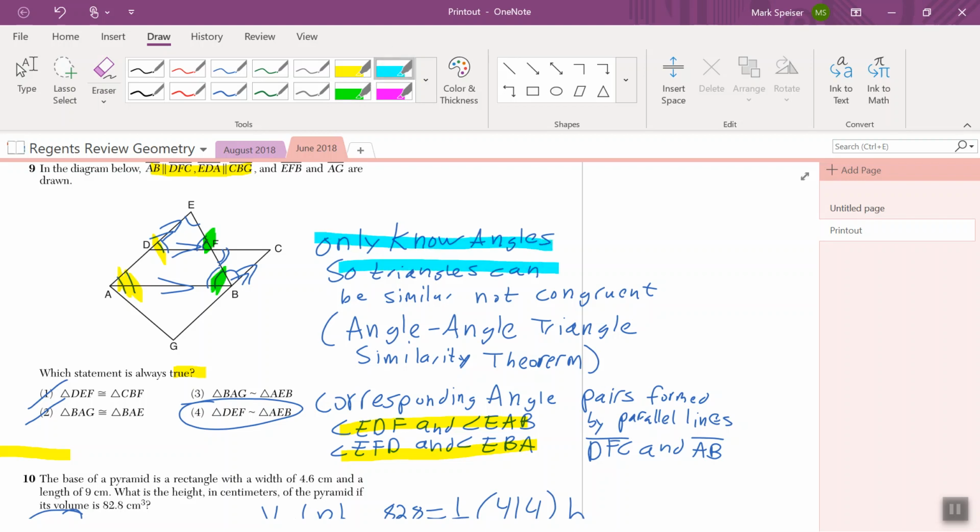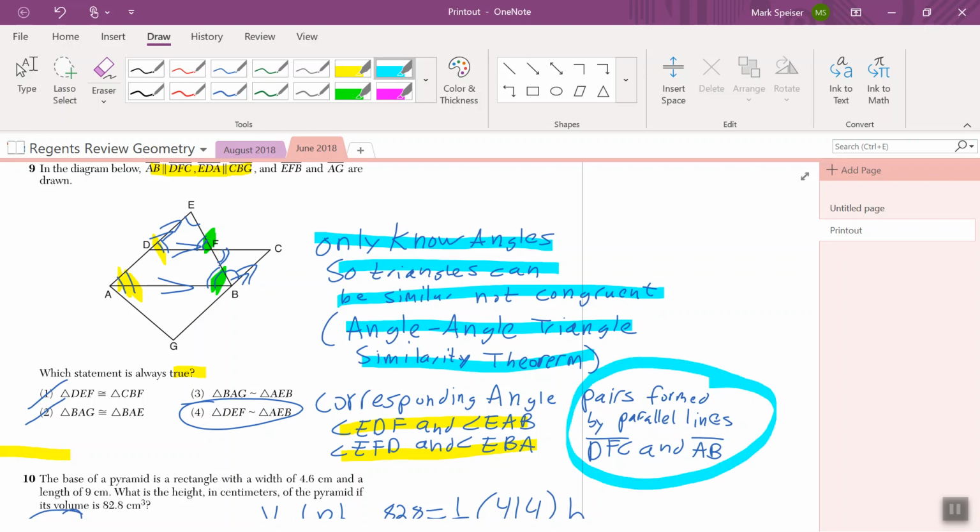So we only know angles, so they cannot be congruent. That's the angle-angle triangle similarity theorem. Two pairs of angles formed by these two pairs of parallel lines. You actually don't need the other pair of parallel lines for this question. And the answer is choice 4, triangle DEF is similar to triangle AEB. So the small triangle above is similar to the whole triangle below. On to question 10.